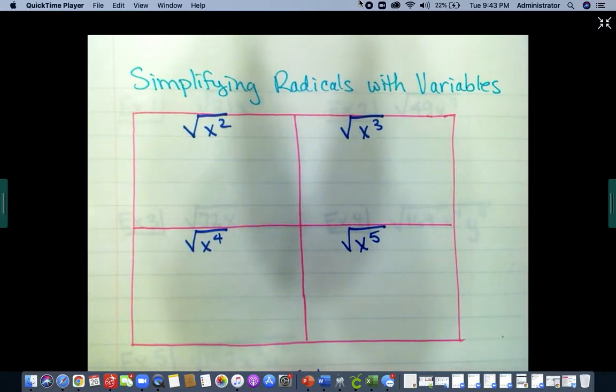In this video, I will be teaching you how to simplify radicals with variables. Please go ahead and press pause and copy this into your notebooks and then resume the video to learn how to simplify these.